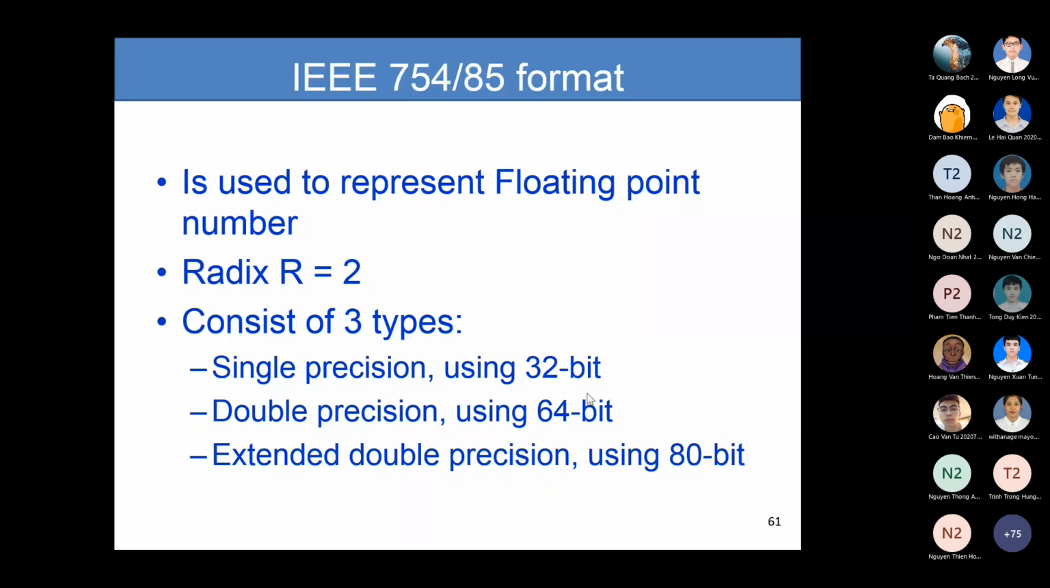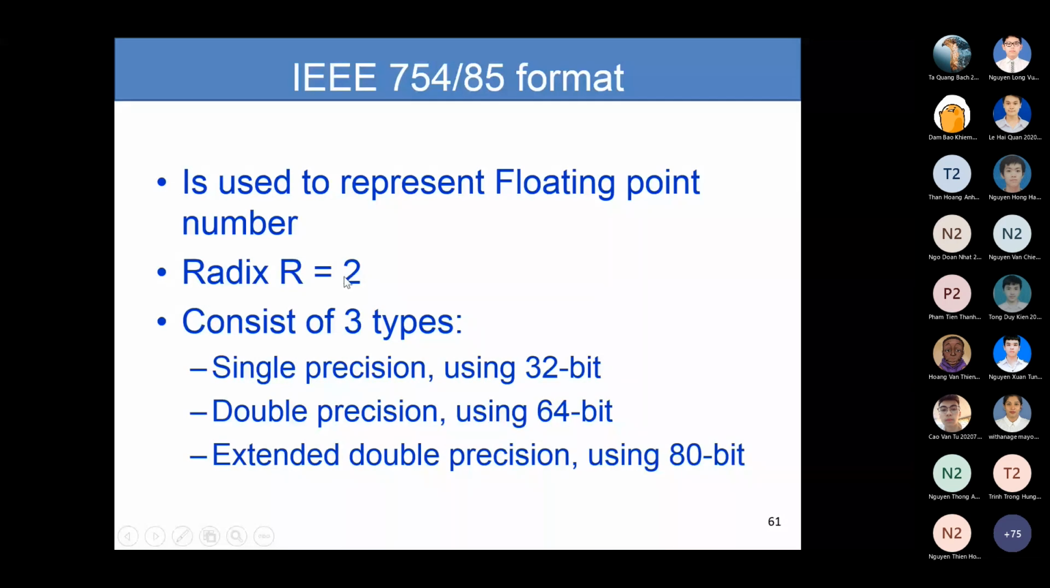So this institute, this organization, proposes a lot of standards for energy, electronic and information technology, and also the standard 754 85 is a standard for representing floating point in computers. In this format, we use the radix equal to 2. It means we use the binary number, right?